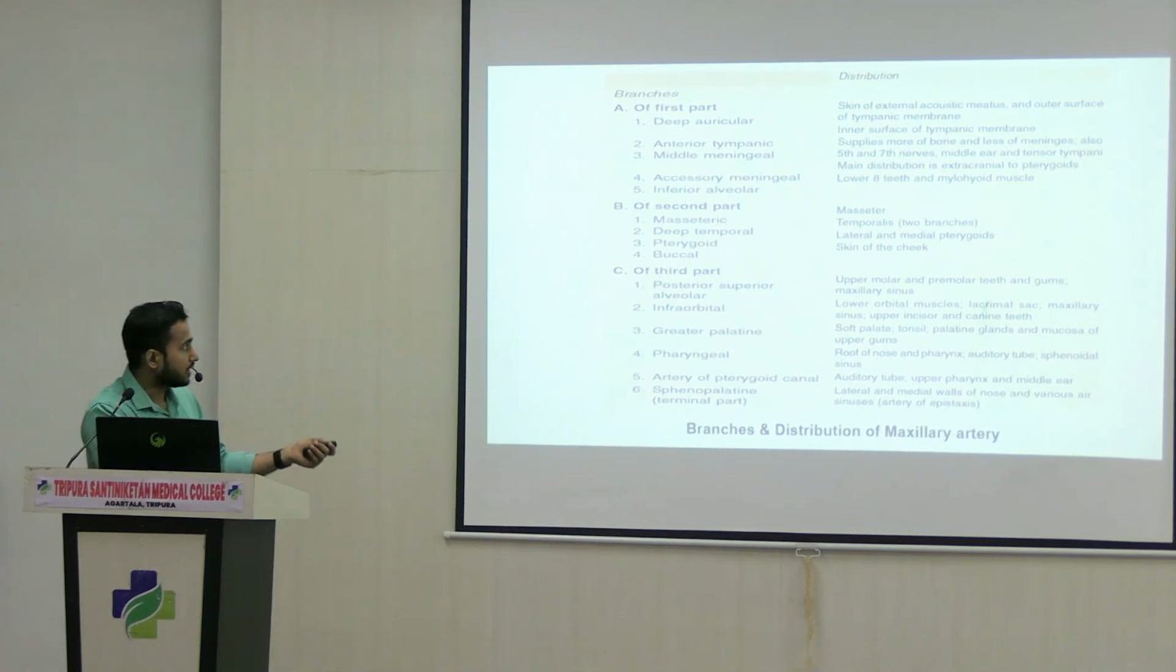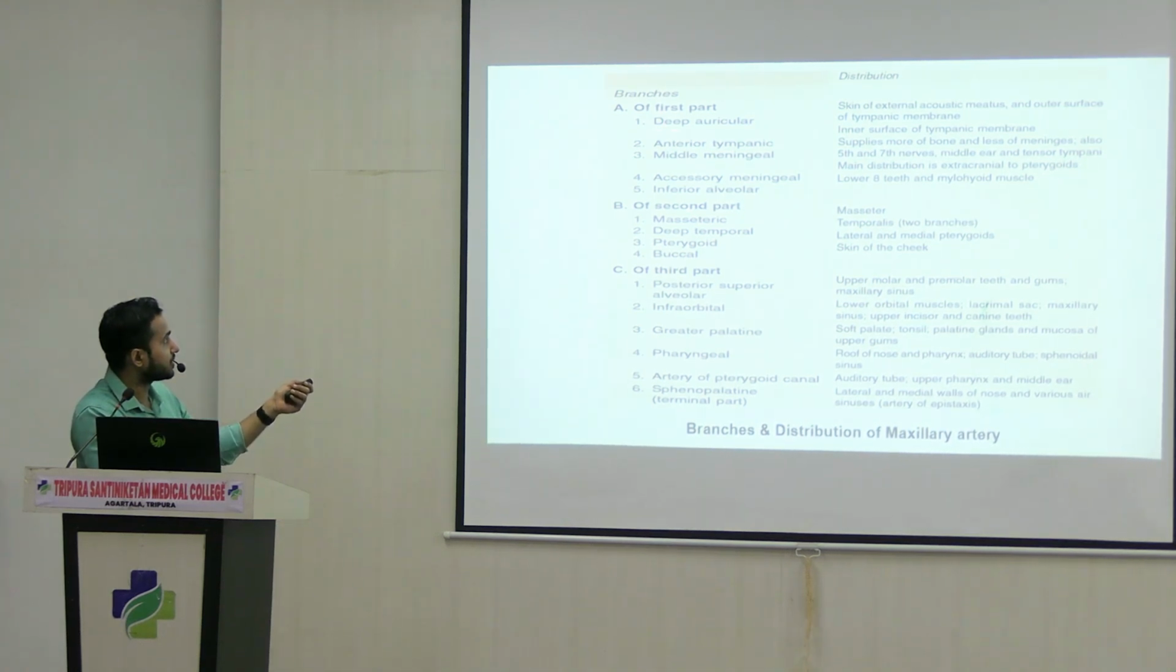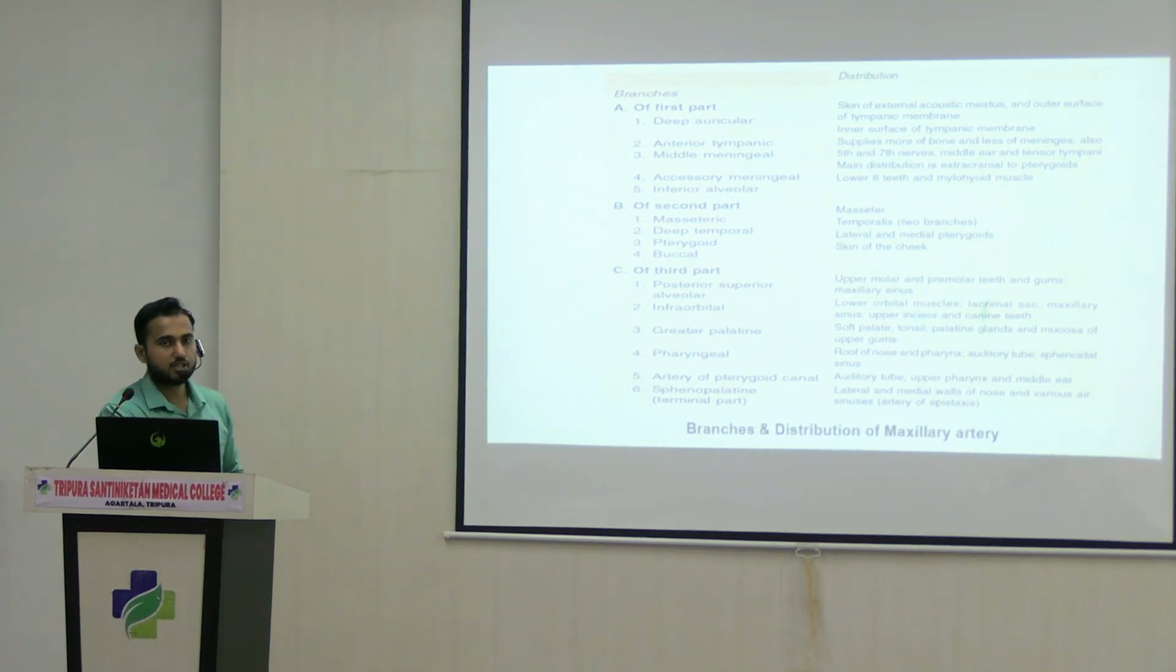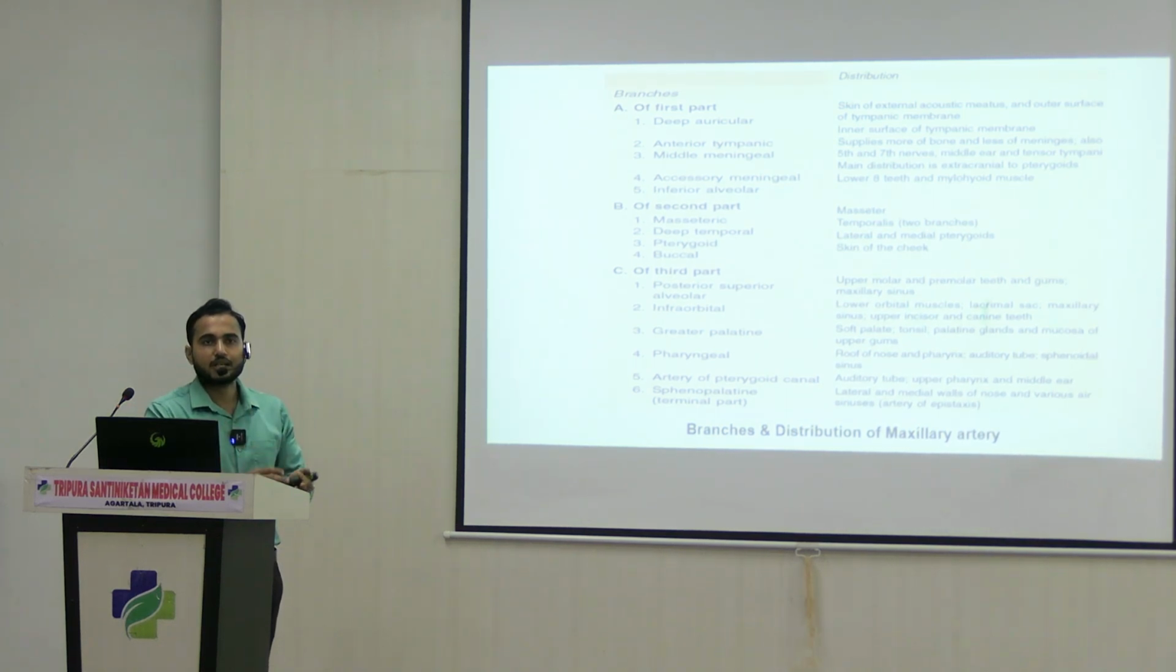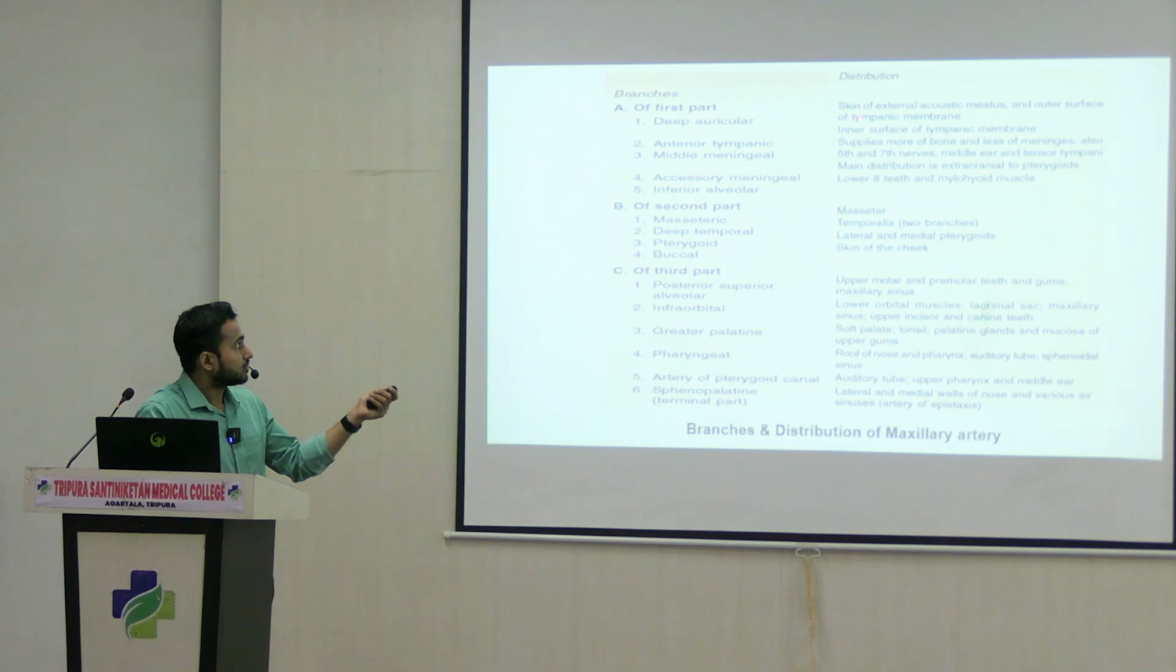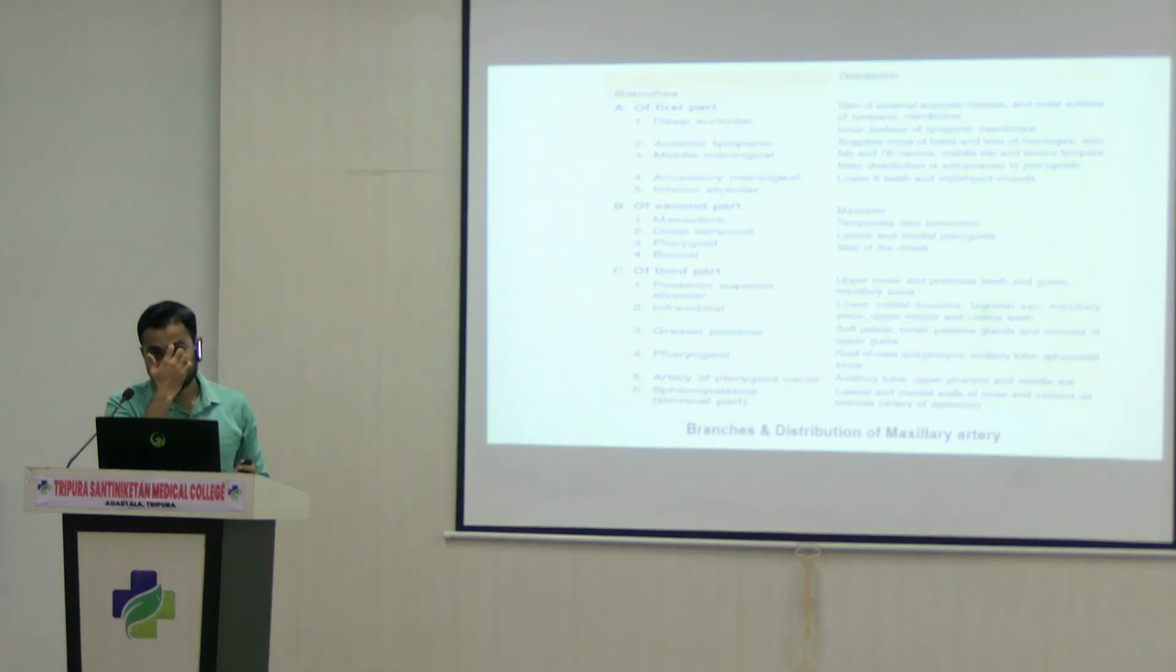Okay. Now, if you concentrate over here, from the first part, you can see these branches are arising: deep auricular, anterior tympanic, middle meningeal, accessory meningeal, and inferior alveolar. Now, these particular branches, which particular areas are supplied by these branches? The skin of the external acoustic meatus, tympanic membrane, inner surface of the tympanic membrane, okay, the meninges, then the lower teeth, mylohyoid muscle. Okay, so these are the areas which are supplied.